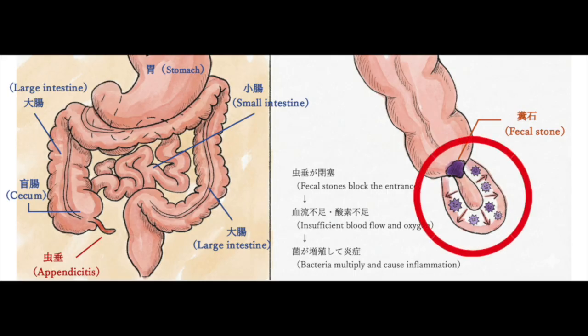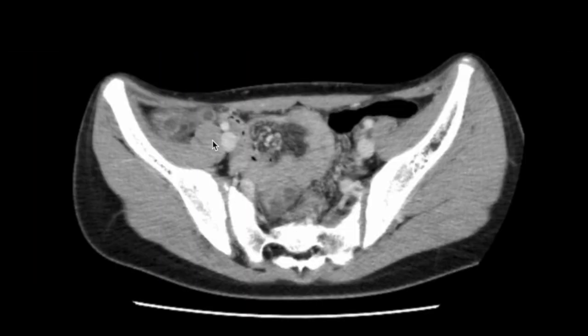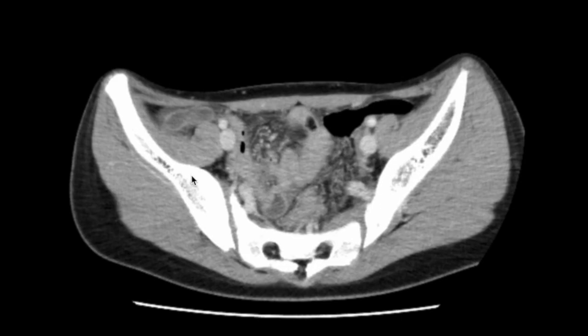Appendicitis arises when bacteria proliferate inside the appendiceal lumen. Most often, stool or fecaliths clog the narrow opening of the appendix, bacteria multiply inside, blood flow stagnates, oxygen supply drops, the cells weaken, and these factors combined trigger inflammation. The imaging signs reflecting this inflammation include the swollen, enlarged appendix and the fuzzy white haziness around it.